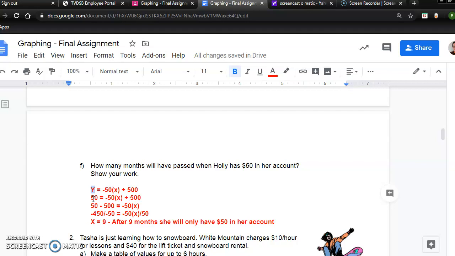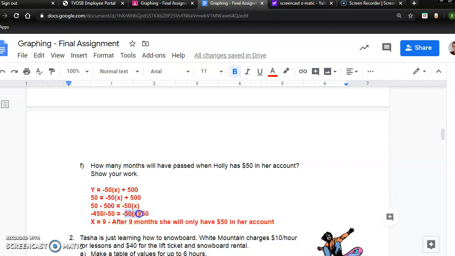And then we use the laws of algebra. If I'm adding 500 on this side, I can move it over to the other side of the equal sign, but now I'm subtracting it. So 50 minus 500 equals negative 50x. This now disappears because I moved it over to the other side of the equal sign. 50 minus 500 is negative 450 equals negative 50x.